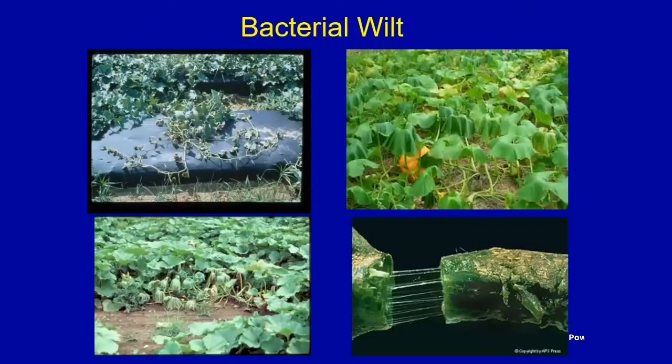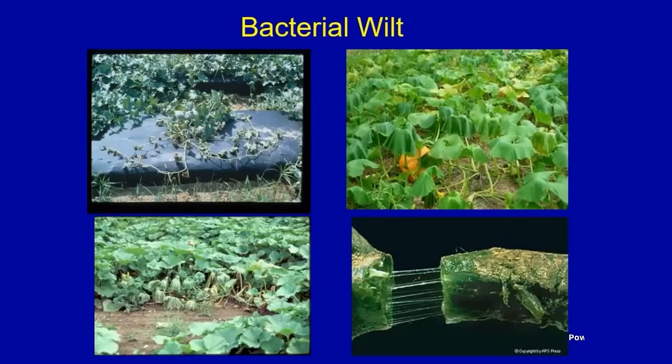I want to mention a bacterial problem. We're going to talk about bacteria, then viruses, and nematodes, three other types of biotic diseases. Bacterial wilt was the first disease I saw in Alabama. That slide in the upper left is from Foley, Alabama. And it's a cantaloupe grown on raised black plastic mulch. And you can see those vines dying back there. And that's typically the early symptoms of bacterial wilt.